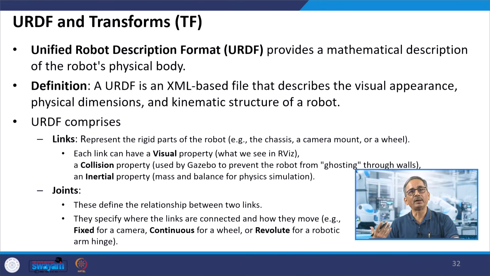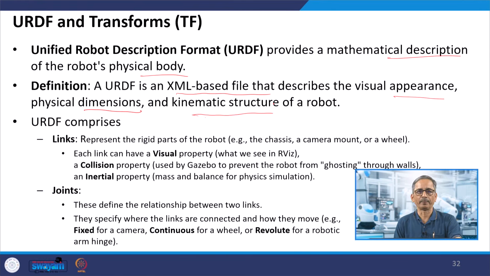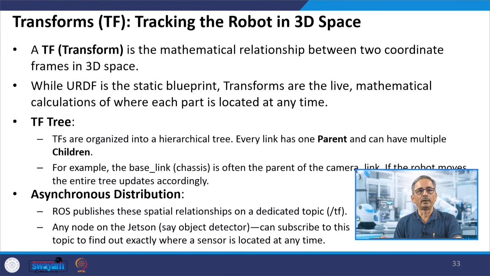So, the Unified Robot Description Format, that is URDF, provides a mathematical description of the robot's physical body. A URDF is basically an XML-based file that describes the visual appearance, the physical dimensions, and the kinematic structure of the robot. This URDF comprises links and then joints. Next is the transform.